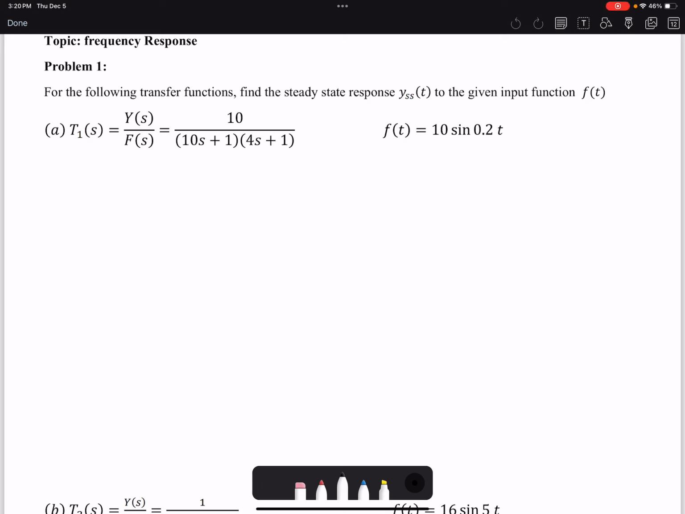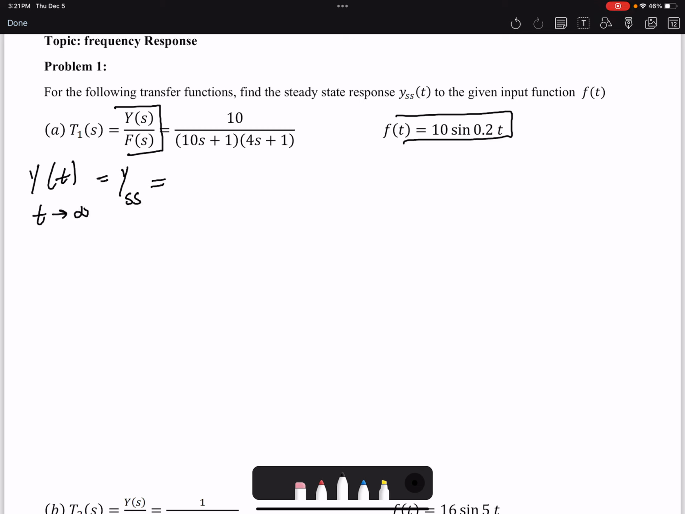Hello everyone, in this video we are going to solve a problem finding the steady state response of the system for a given input. So we have the transfer function, which is output over input, and then we have the input. We want to find the output, the steady state response, y(t) when t goes to infinity, or the steady state.